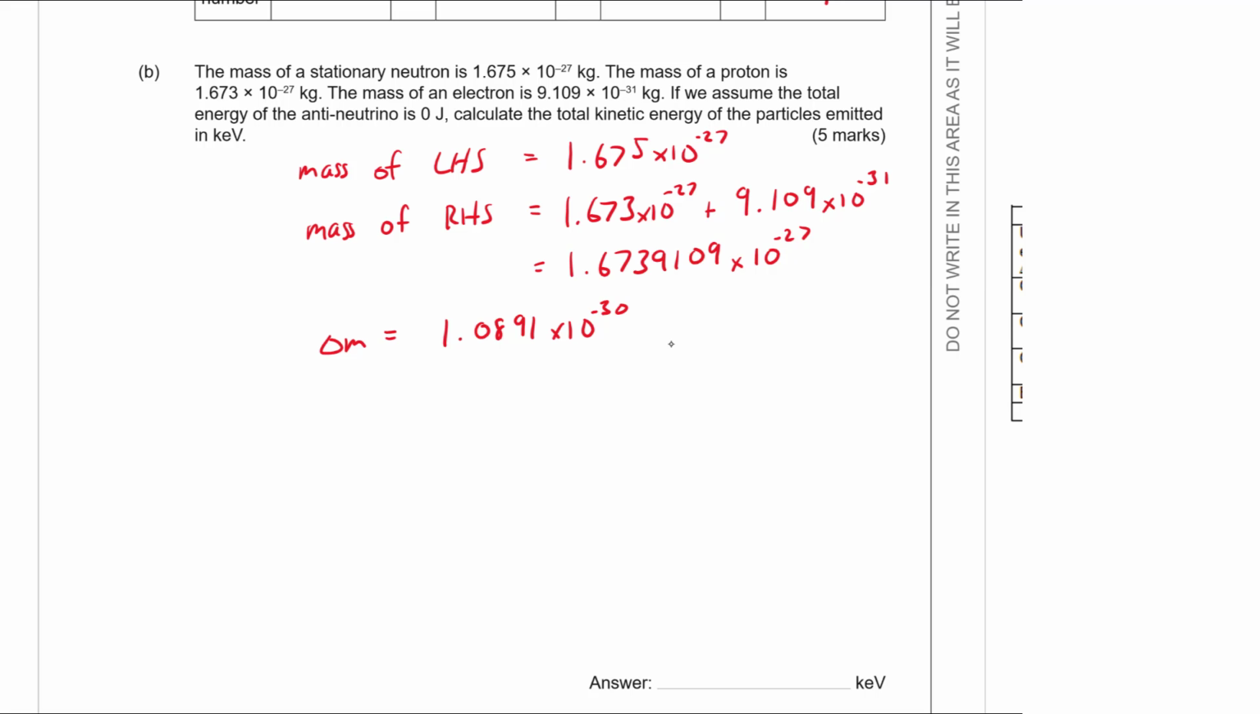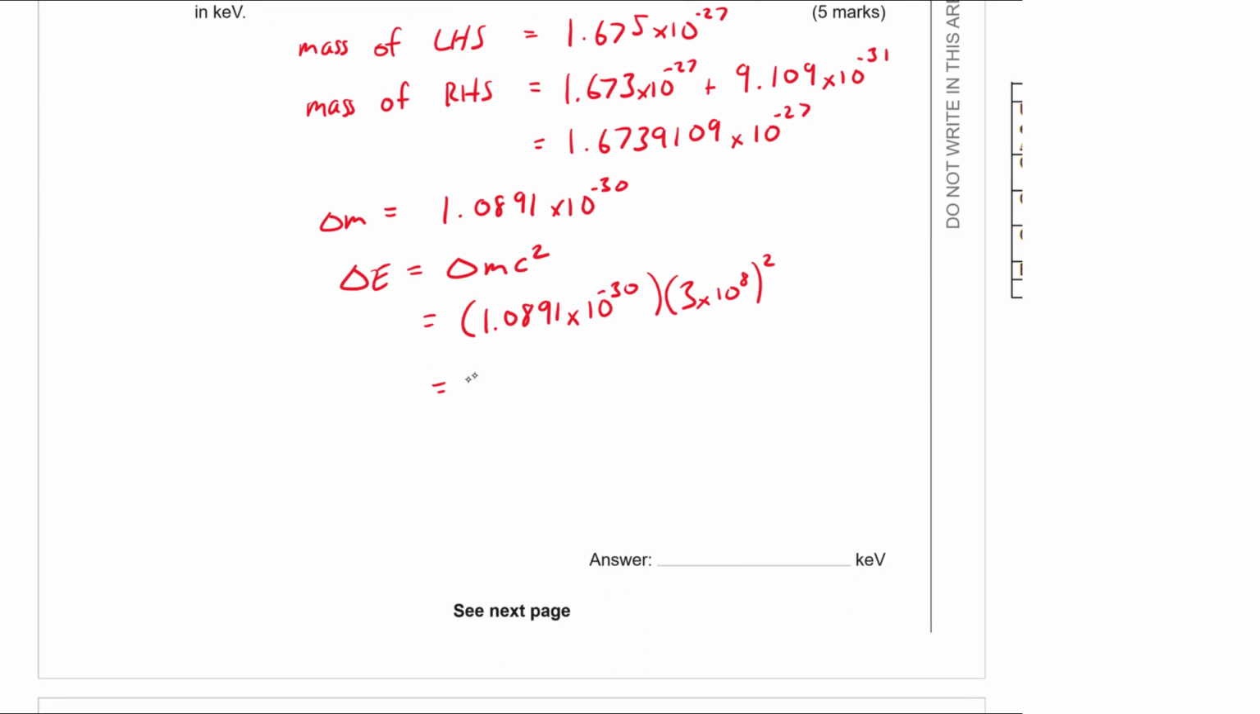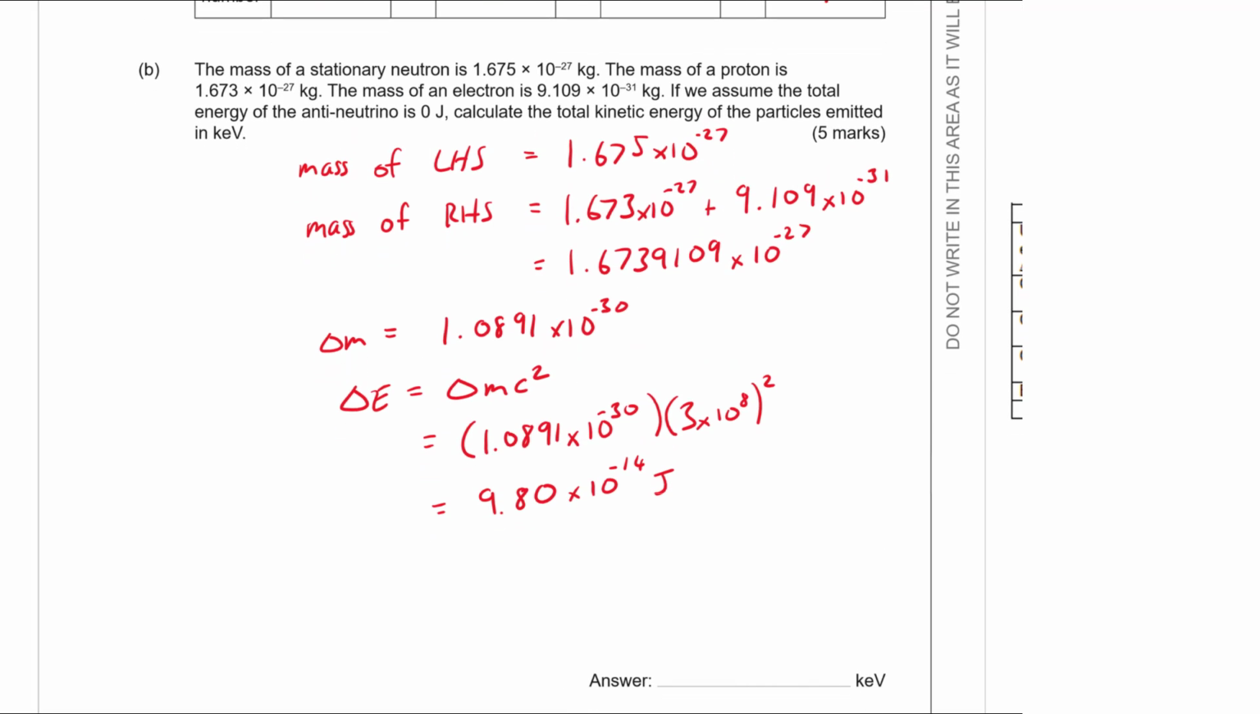Okay, so great, you've got all this stuff, and now I'm going to convert this mass difference into energy like you would in year 11, and it ends up just being mc squared. Don't forget to square the c, and what you get is 9.80-ish times 10 to the power of -14 joules, and the question's asking for that number in kilo electron volts.